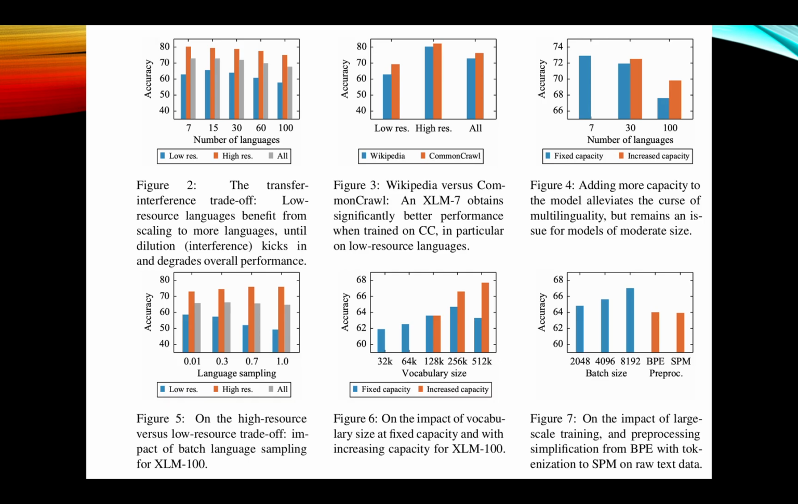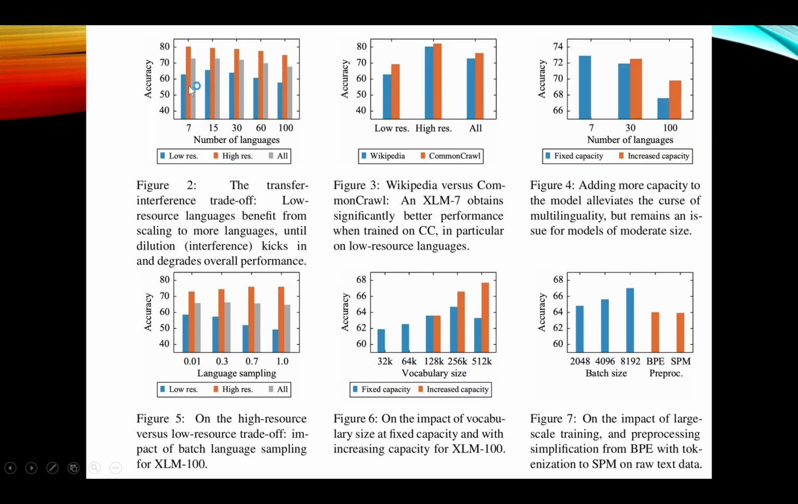Now these are some of the major results which were obtained. First of all, our model showed the curse of multilinguality: as the number of languages increases, the accuracy first starts to increase, but after a certain point it starts decreasing.